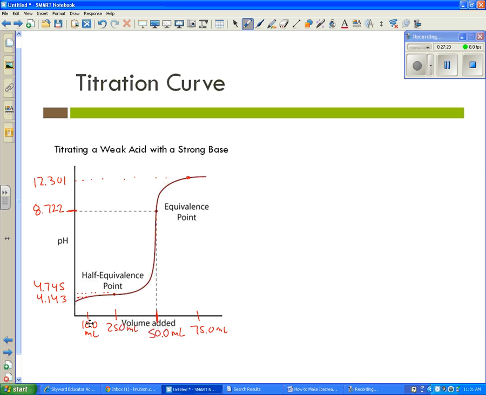We have very small changes at the start, and we have a huge change once we get near the equivalence point, and then we'll have very small changes following. We could do this experiment in the lab, and we would generate a curve like this, and we could measure the pH at different points, and we should see these same things that we just calculated here. That is all I have for you guys.